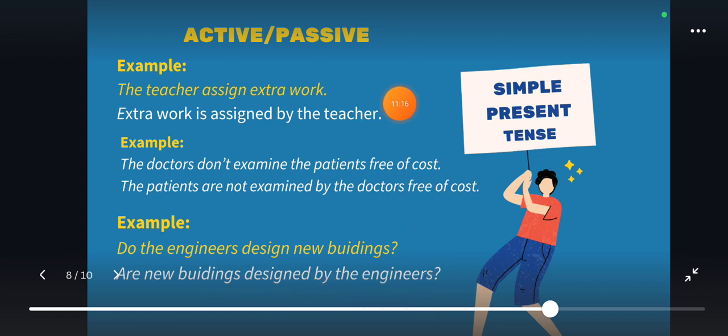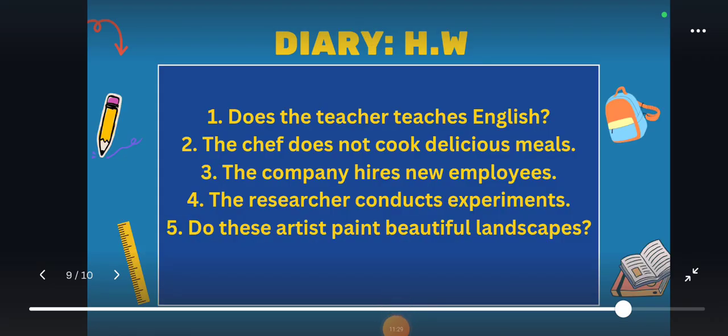So always remember that declarative sentences are changed into declarative, while negative statements are changed into negative, and question sentences or interrogative sentences are changed into interrogative sentences. So I hope this is clear to you how you transform active voice sentences into passive voice sentences.